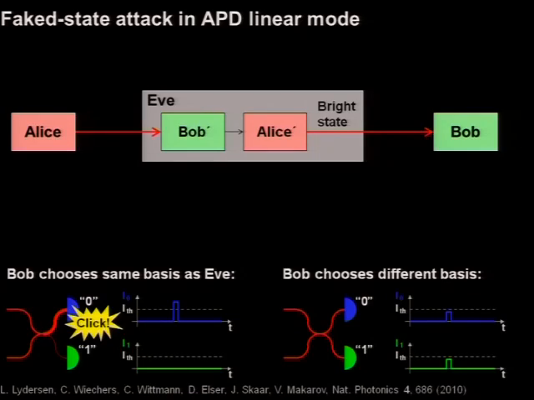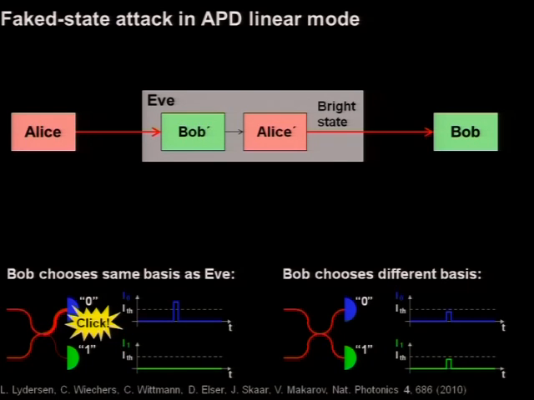Let's assume for a moment, until the next slide, that the eavesdropper has access to single photon detectors in such a linear regime inside the receiver Bob. So Bob has linear detectors. Assume for a moment he has ones. How will the eavesdropper proceed to attack the system and break its security, eavesdrop the key?